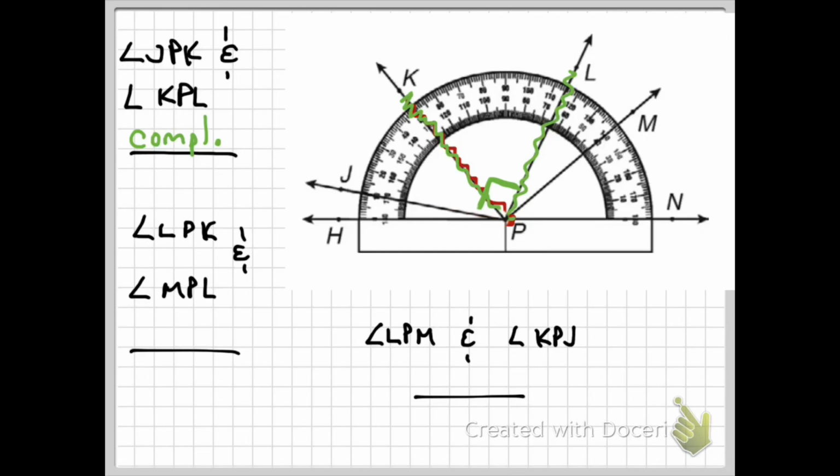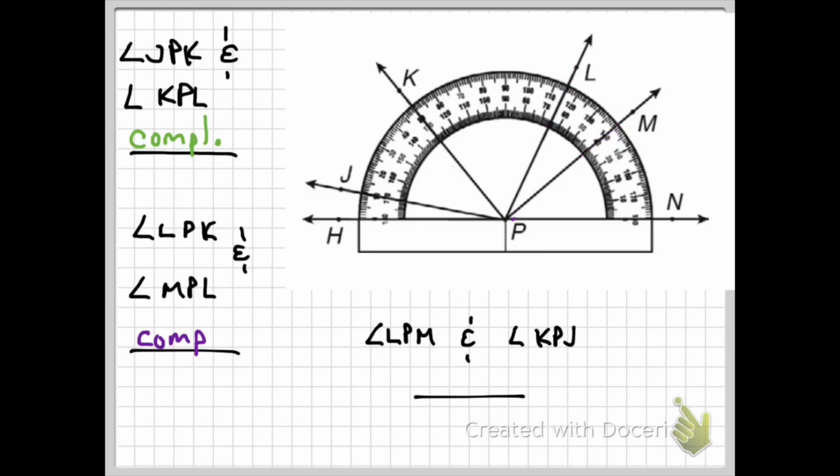All right, so let's erase this and start with our next one. If we take a look at the next one, we have L, P, K going along with M, P, L. So that looks like that's going to also give us a 90-degree angle. So that is complementary.